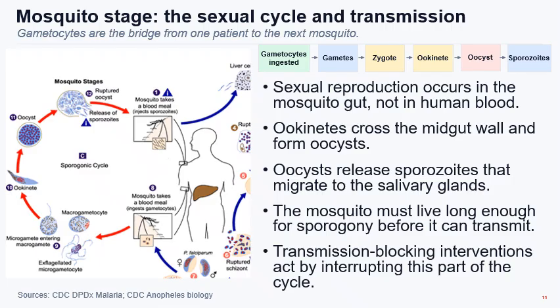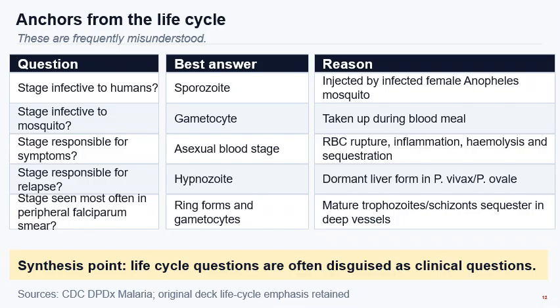The mosquito must also survive long enough for the period of sporogony to be completed. This part of the life cycle explains why vector control and transmission blocking approaches matter to prevention of malaria. Remember, the gametocyte is the bridge that leaves one human and allows the parasite to reach the next human being. Now let us look at these anchors from the life cycle of the malaria parasite.